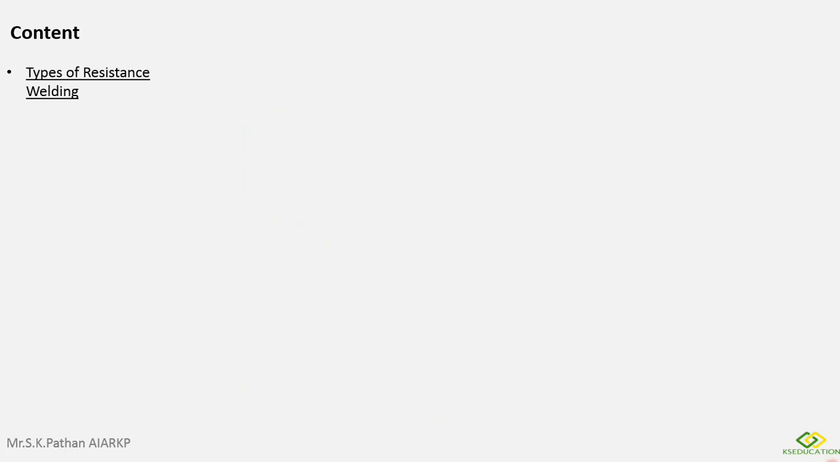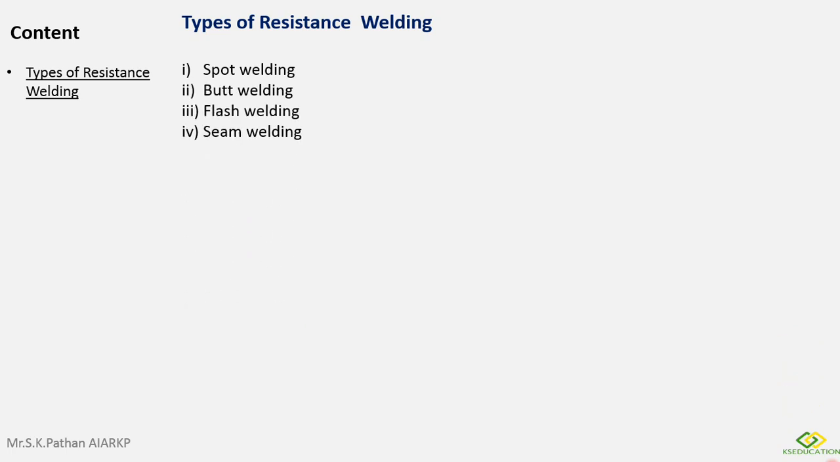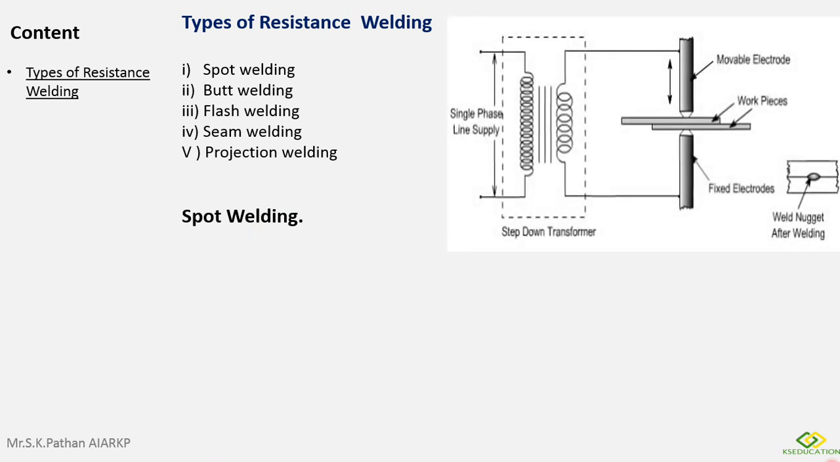Next is types of resistance welding. Types of resistance welding are spot welding, butt welding, flash welding, seam welding, and projection welding. But we are going to see spot welding and seam welding only. So what is spot welding? Here is the diagram of spot welding.